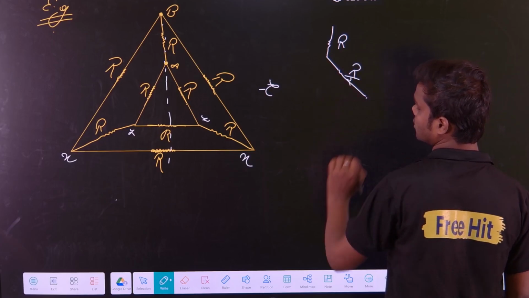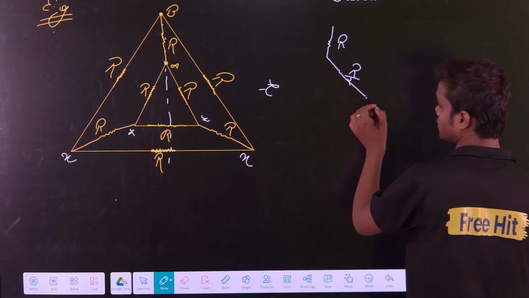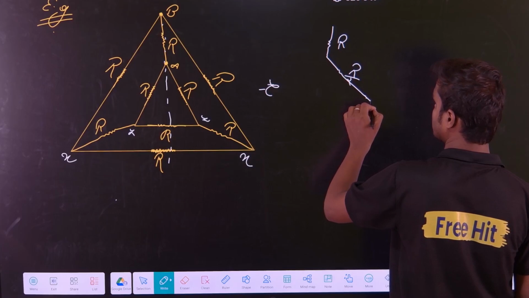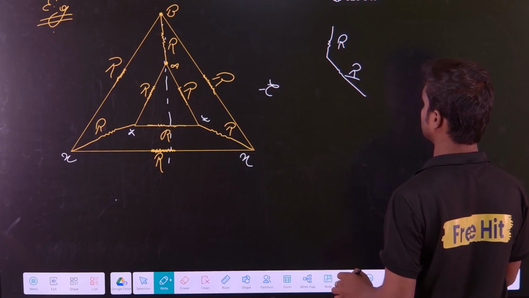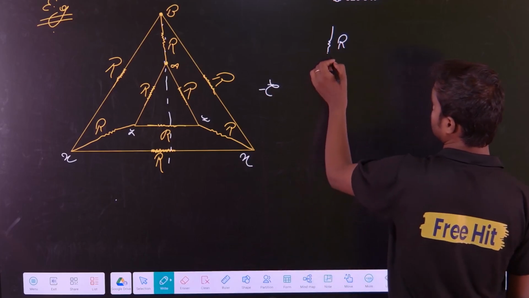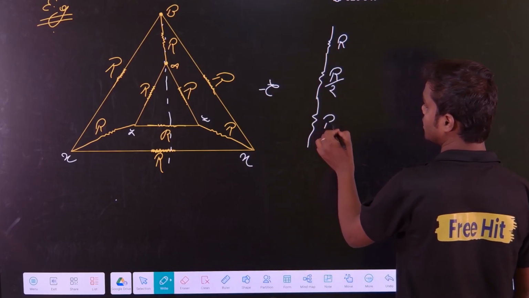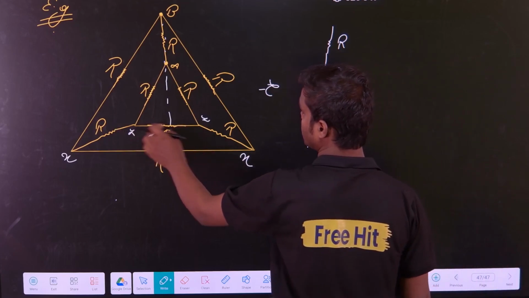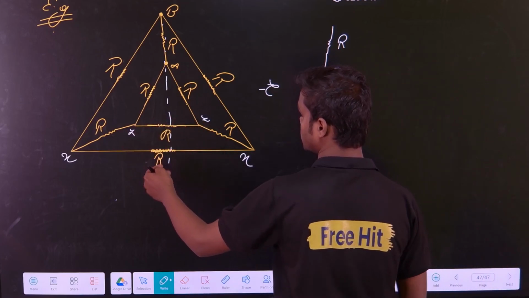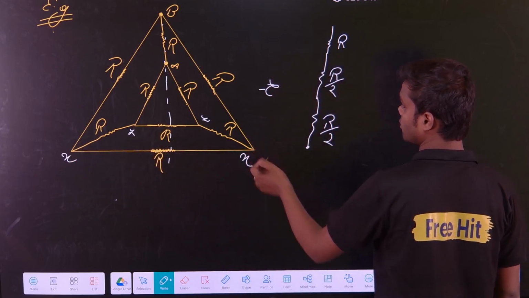Correct? Now you will see here, this point is between z and z, so you can remove this resistance. Now this has become r by 2 again. I can draw it in a simple manner. So again we have r by 2 and again r by 2. I am removing this circuit because it is between the same point, potential difference is 0, current will be 0. This is also between x and x, so I can remove this also.